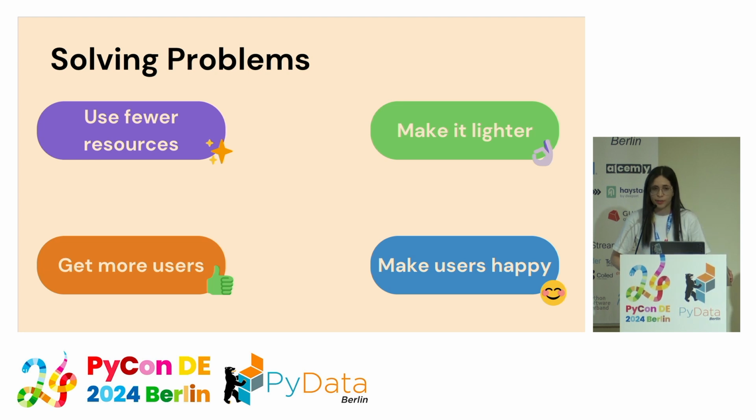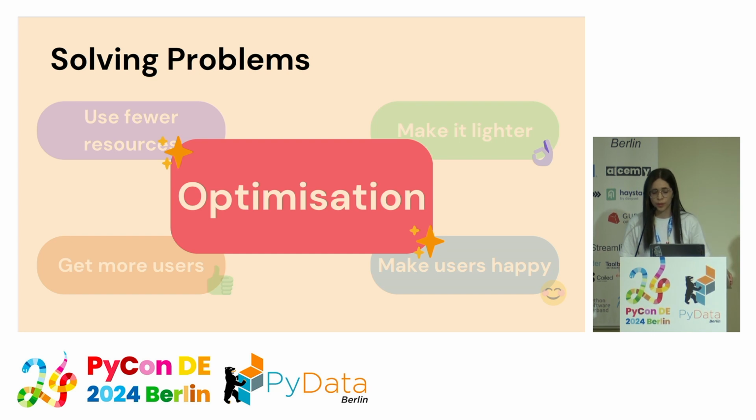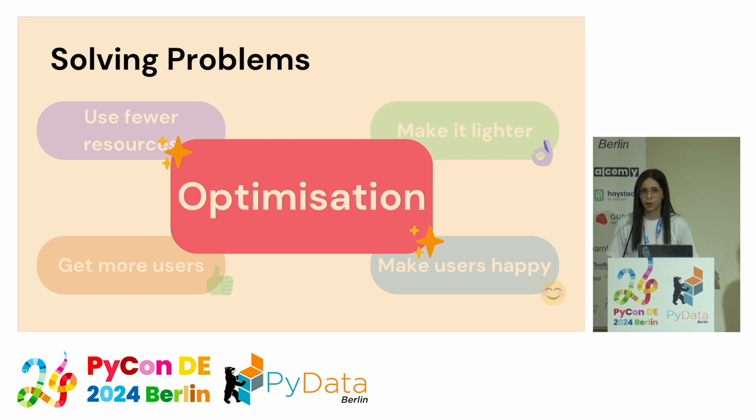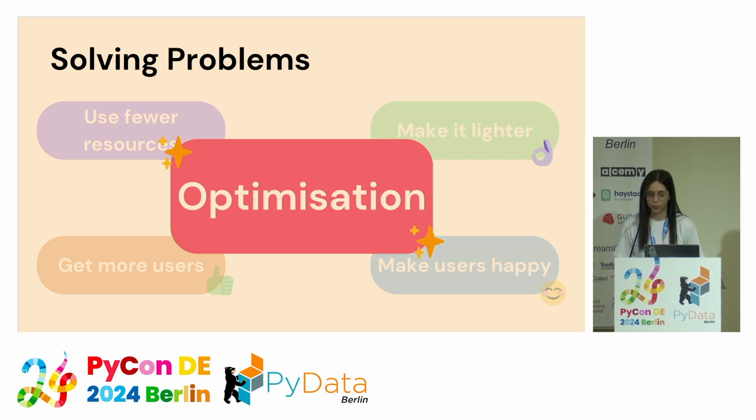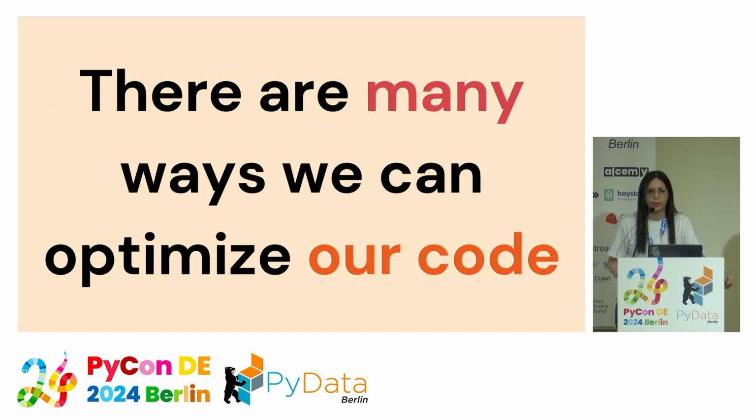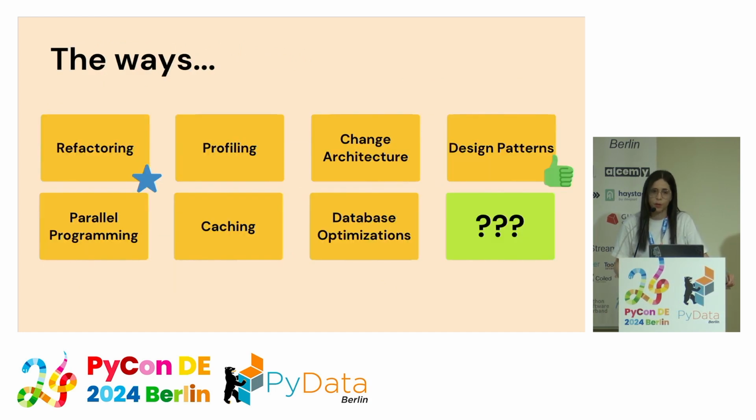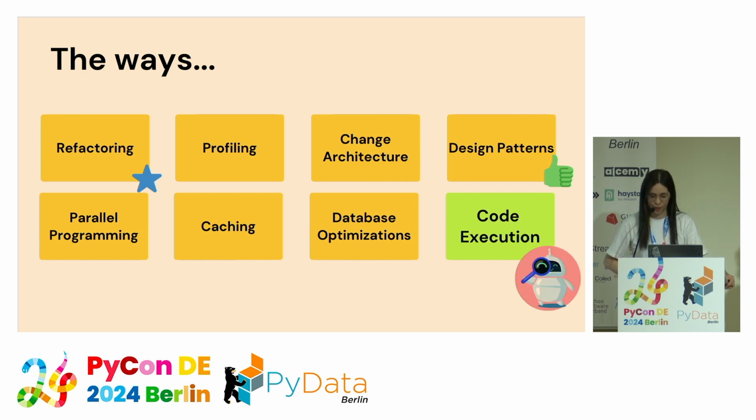And every time you are in a meeting, people also bring solutions, and one of the solutions is optimization. You cannot just go to a meeting and say optimization and run away. You have to explain what optimization actually means in this context. And there are many ways that you can optimize code. Some of the ways you may be aware of: you can do refactoring, you can profile to actually understand if your code should be optimized or not, you can do caching, and so on and so forth. One of these ways that people normally neglect is code execution.